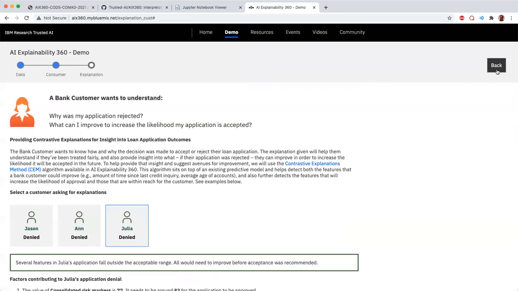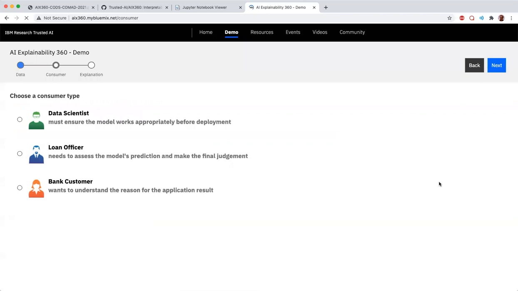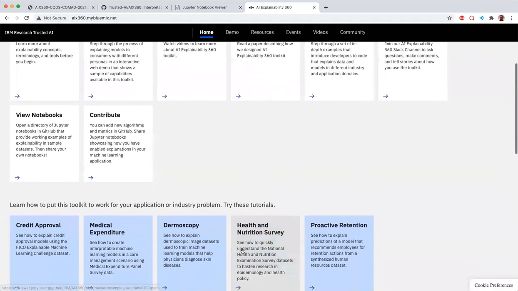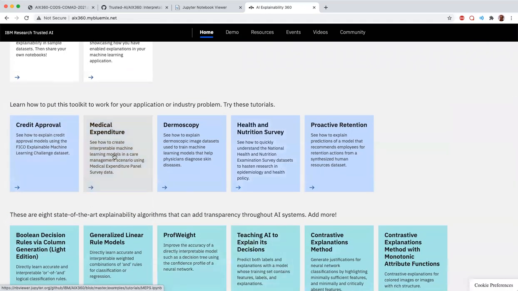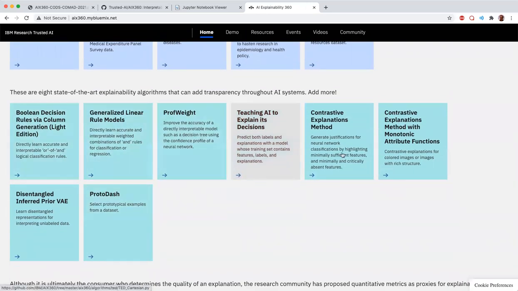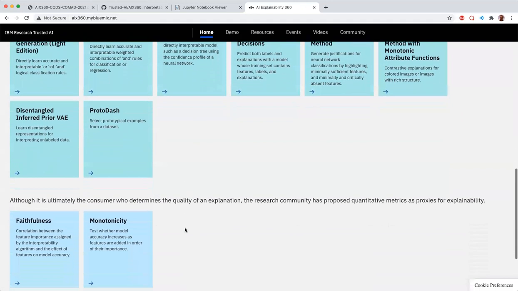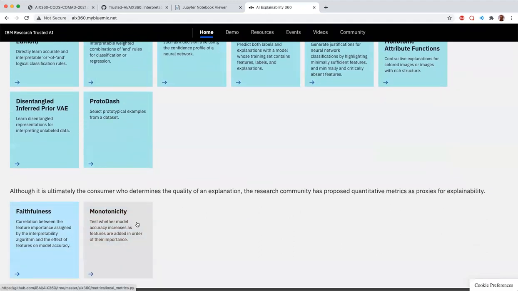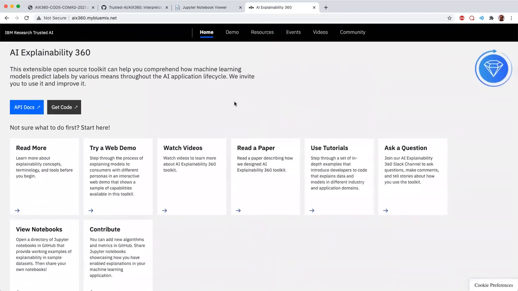So those were the three different explainers which are available in AIX 360 with regards to this particular demo. But there are also several other explainers, and you can take a look at those by either browsing these industry use cases or by taking a look at any of these Python notebook tutorials which show you how each algorithm is invoked, and also notebooks related to these two explanation metrics which can be used to assess the quality of an explanation.